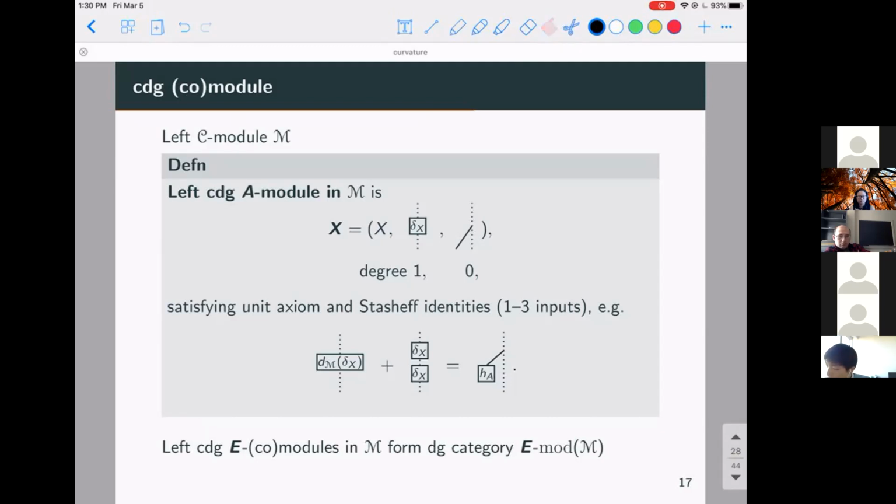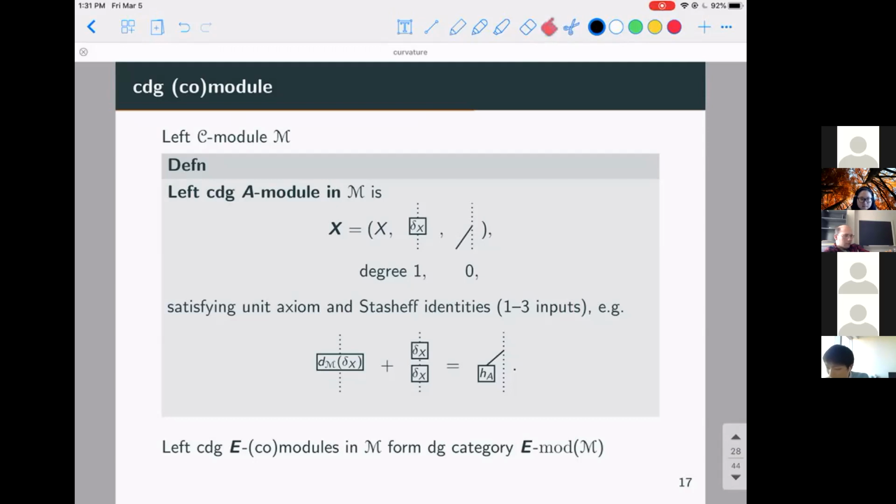The most important axiom is, again, this one. So on the left-hand side, you have this Maurer-Cartan type formula. And it's not equal to 0, but it's given by left multiplication by the curvature of A. And Cdg modules form a DG category. It's a little bit painful exercise unless you set it up correctly, but straightforward.